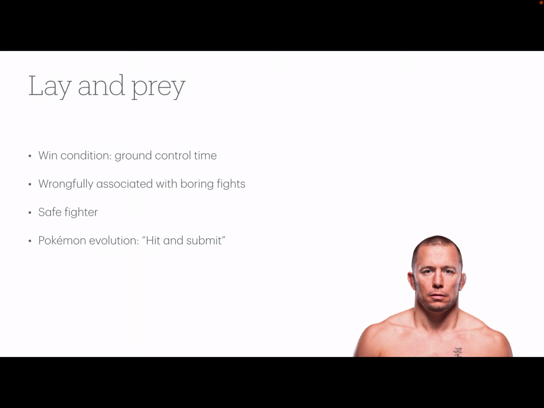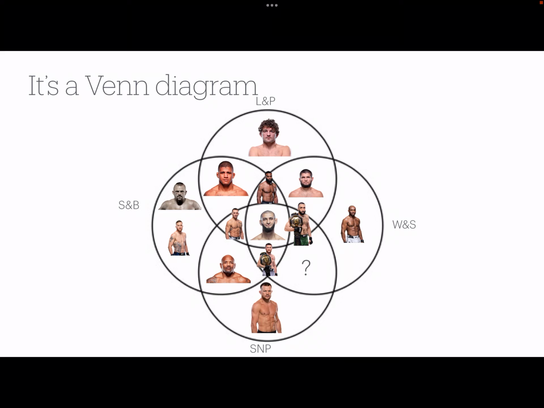So you take your Charmeleon and then it turns into a Charmander and then it turns into a Charizard. You know what I mean? You take a lay and pray fighter and you give them enough skill points or whatever, they evolve into a hit and submit fighter where they take you down, they ground and pound you, and they look for a finish, right?